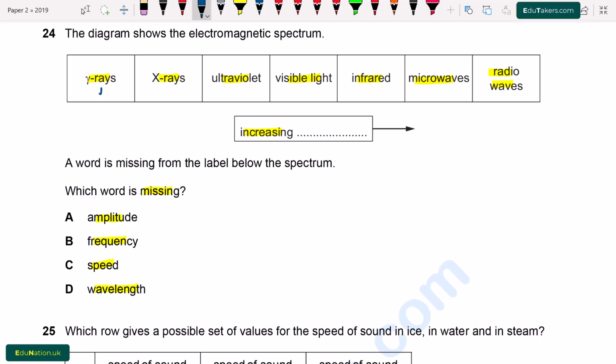First of all, the gamma rays are most energetic and have high frequency. I write here, gamma rays have high frequency, and radio waves have smaller frequency. Due to which the wavelength of the radio waves is larger. I write here, large wavelength. And for the gamma rays, the wavelength is smaller.